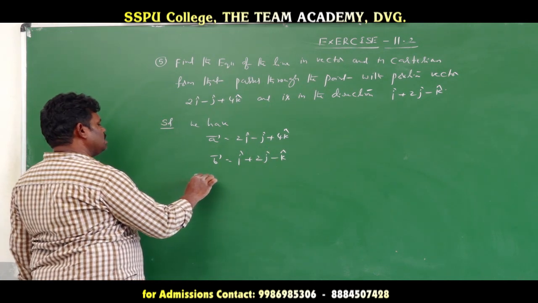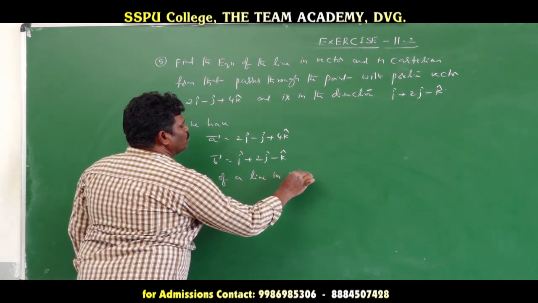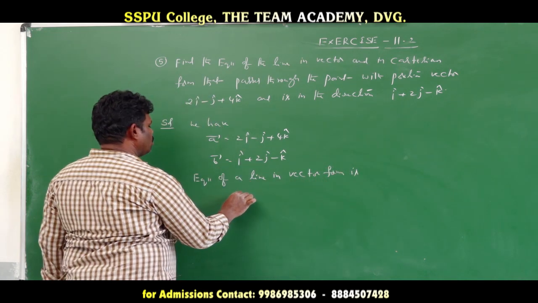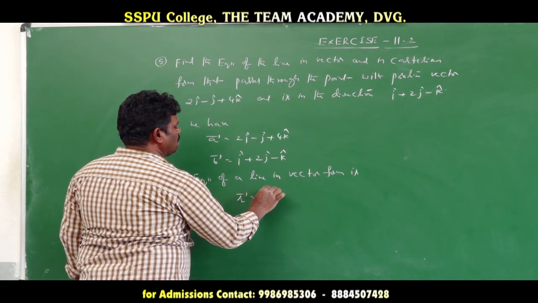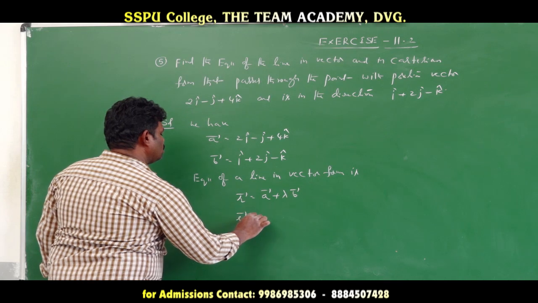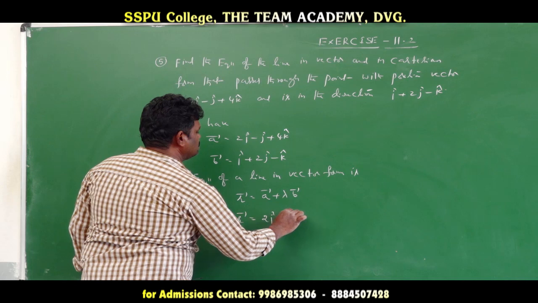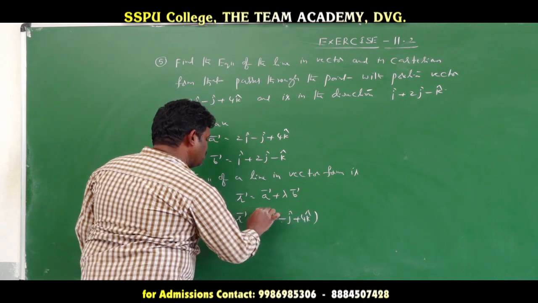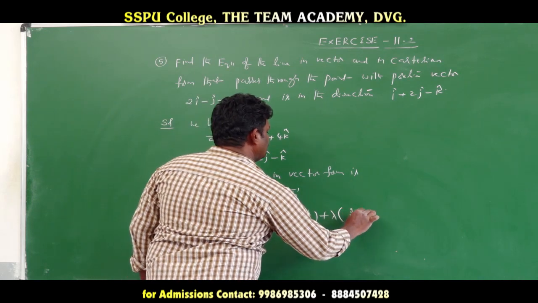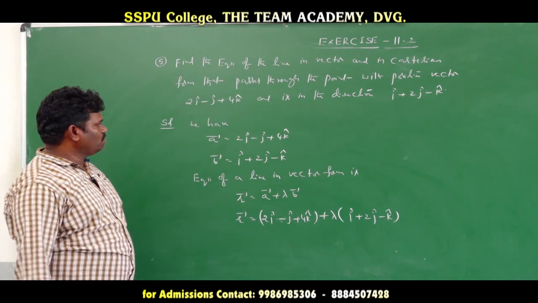Now, the equation of a line in vector form is r bar is equal to a bar plus lambda times b bar. Then r bar is equal to 2i cap minus j cap plus 4k cap plus lambda times (i cap plus 2j cap minus k cap). So this is the vector equation.